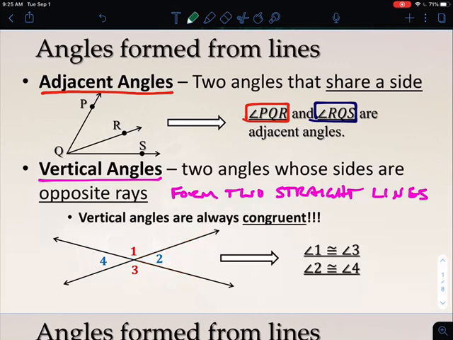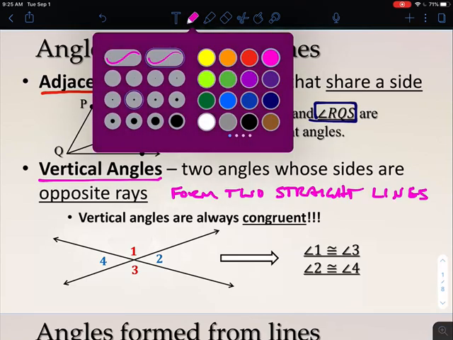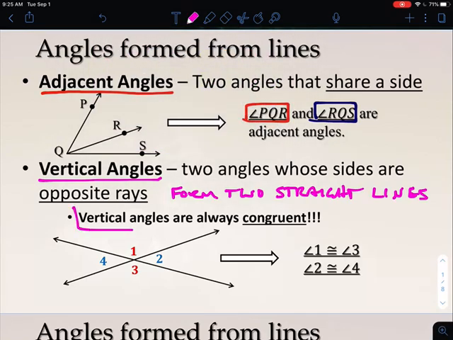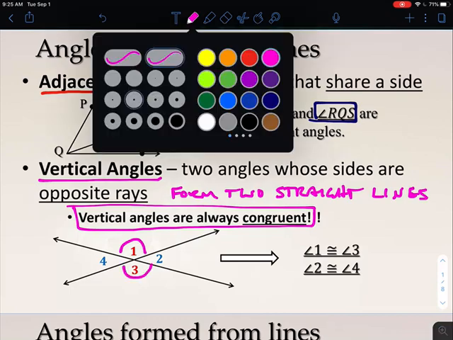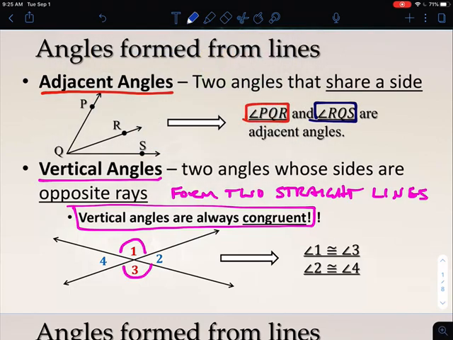So when we look at those, the other thing that's extremely important, and this is something that you probably want to make sure you highlight and remember for later, vertical angles are always congruent. So down in the picture here, we have this angle 1 and angle 3, which have to be exactly the same. And then we have angle 2 and angle 4, which are going to be exactly the same. So they're going to be congruent, but the picture will never have them marked for you.